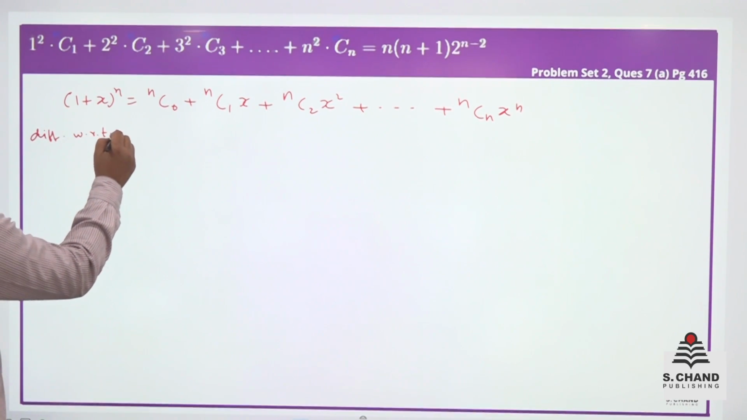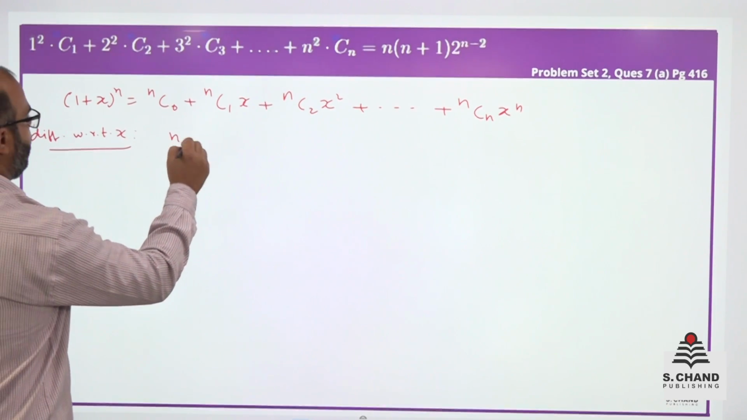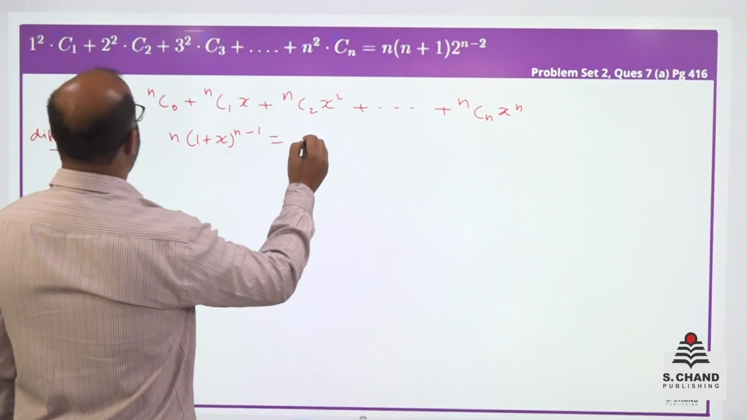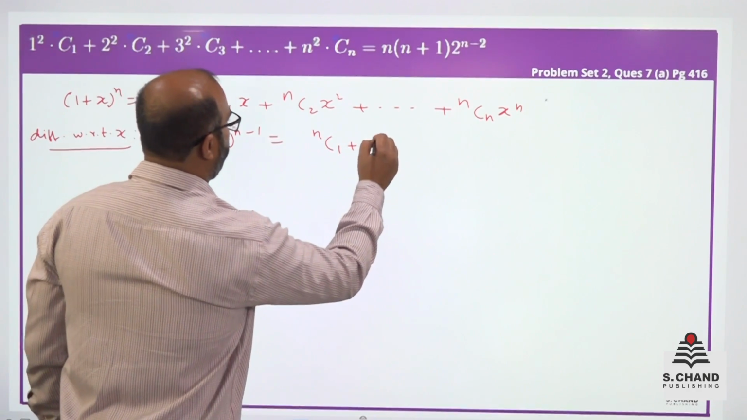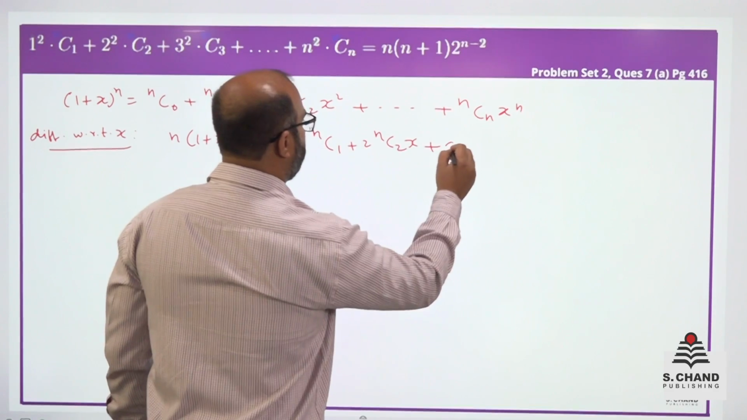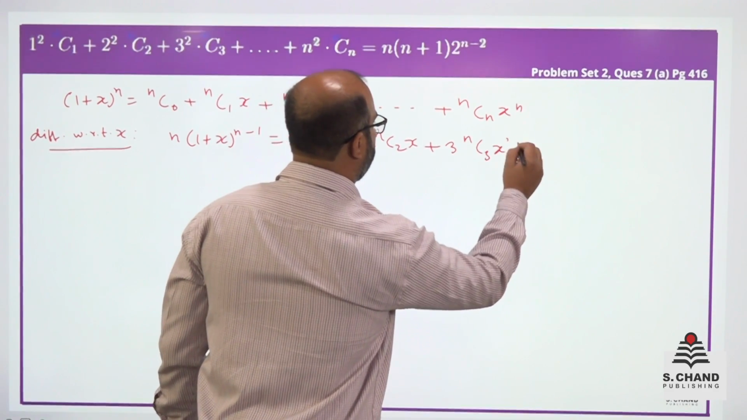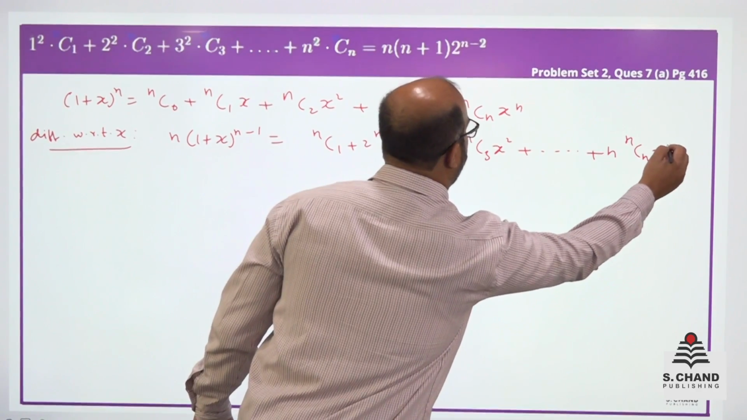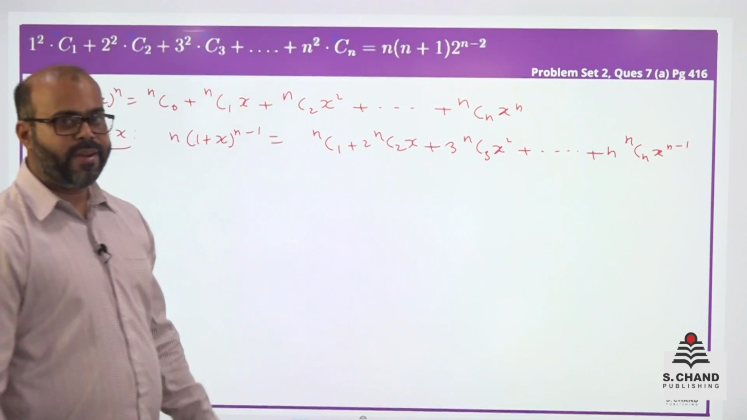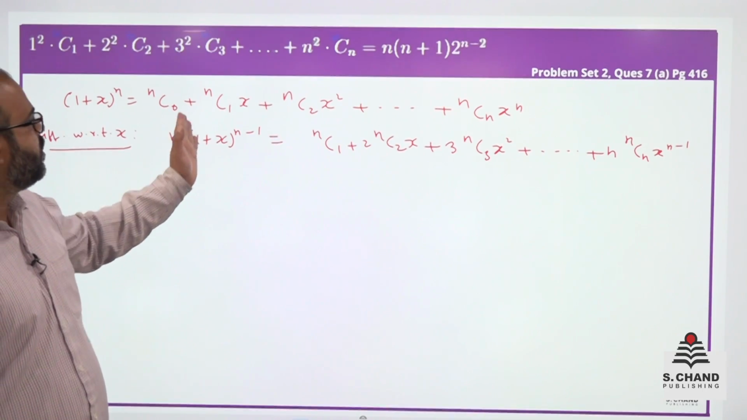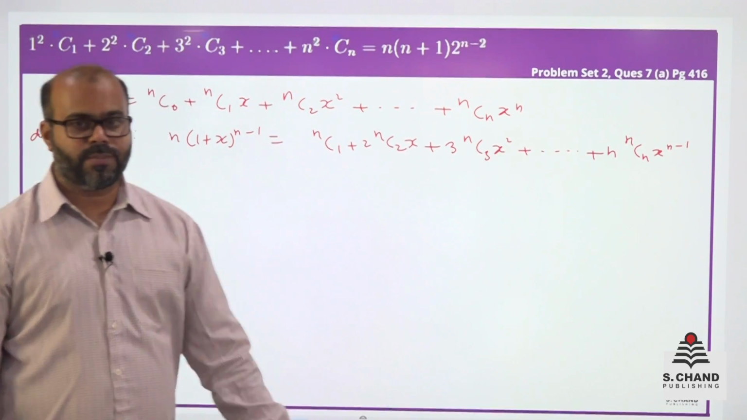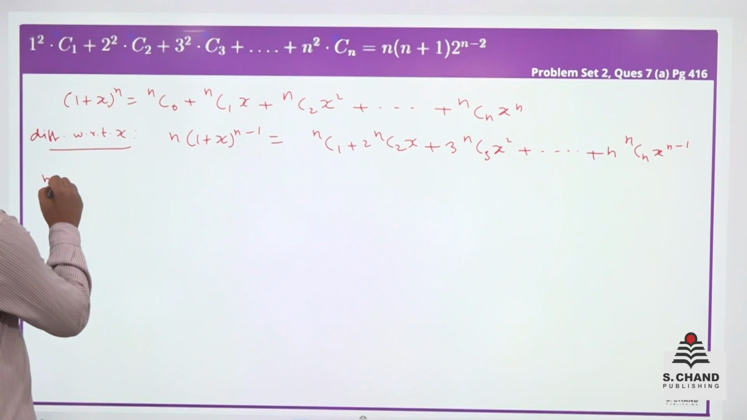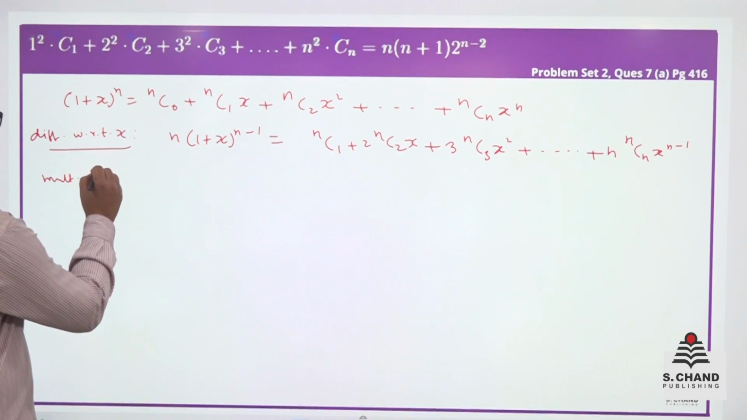First let us differentiate with respect to x. So it is n into 1 plus x to the power n minus 1. This is nc1, this is 2 into nc2x, then 3 into nc3x square, and so on, plus n into ncn x to the power n minus 1. So on left hand side on differentiation we get this, on right hand side on differentiation with respect to x we get this. Now again multiply with x both the sides.